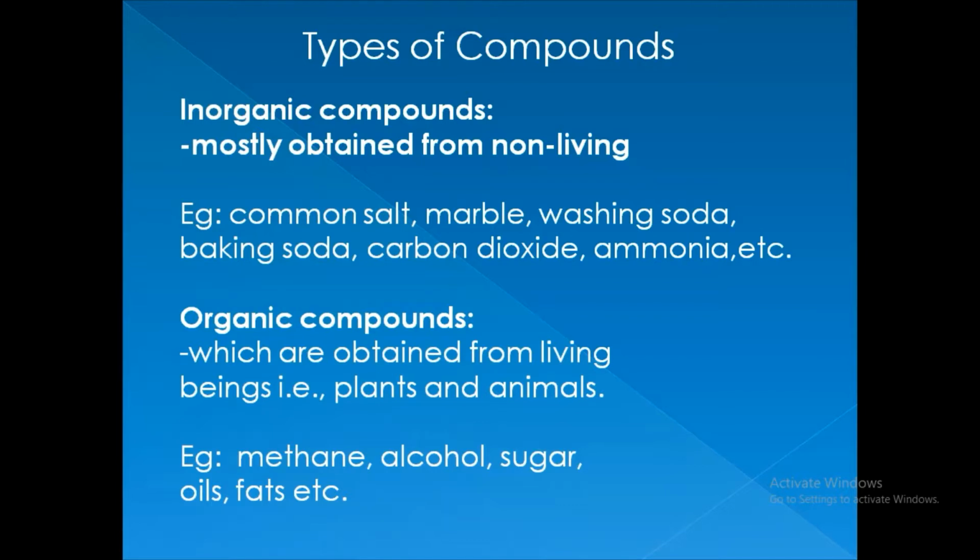The second one is organic compounds. These are the compounds which are obtained from living things like plants and animals, like methane, alcohol, sugar, oils and fats, etc. They are obtained from living things, so they are organic compounds.